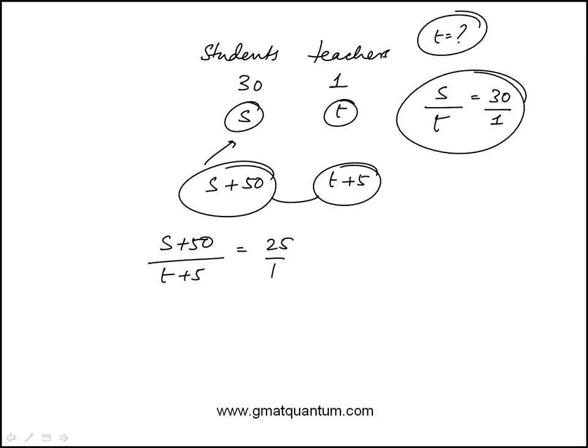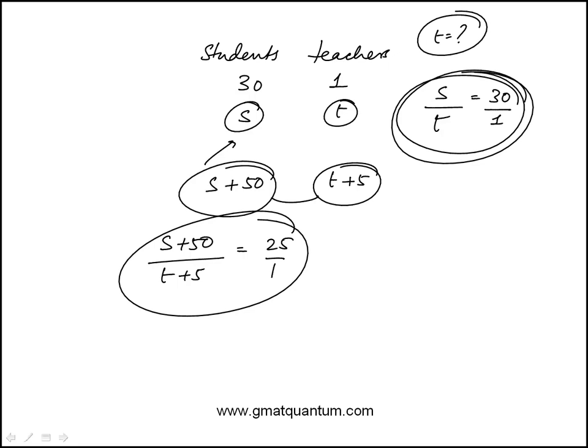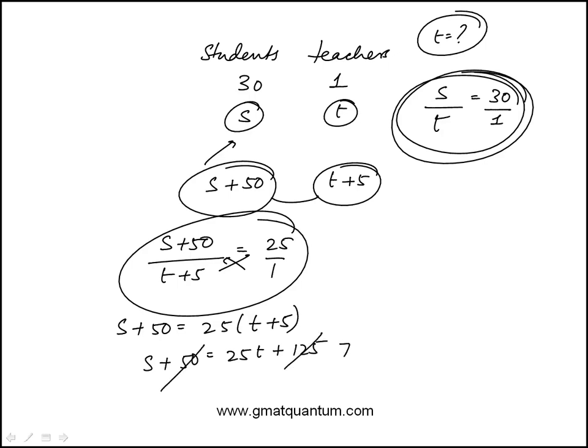So we do have two equations, two unknowns. I'm going to cross multiply here. So this is S plus 50, and I can distribute the 25: 25t plus 125. Subtract 50, so that's 75. So our second equation cleans up to S is 25t plus 75. Here, if I cross multiply, I get S is 30t.